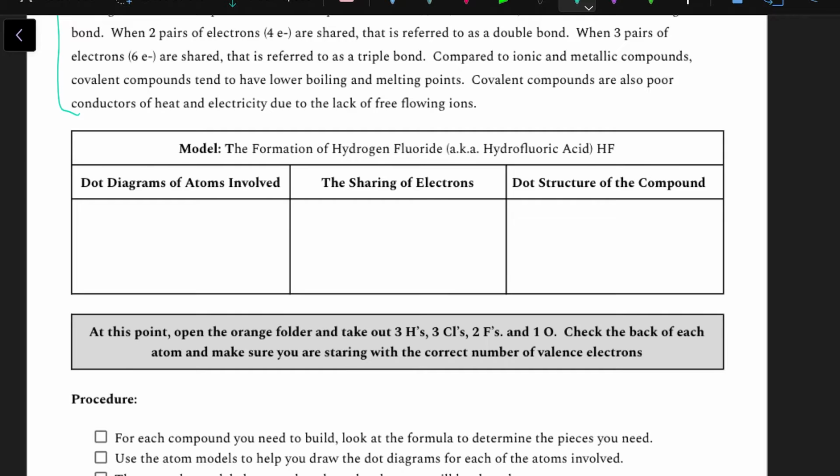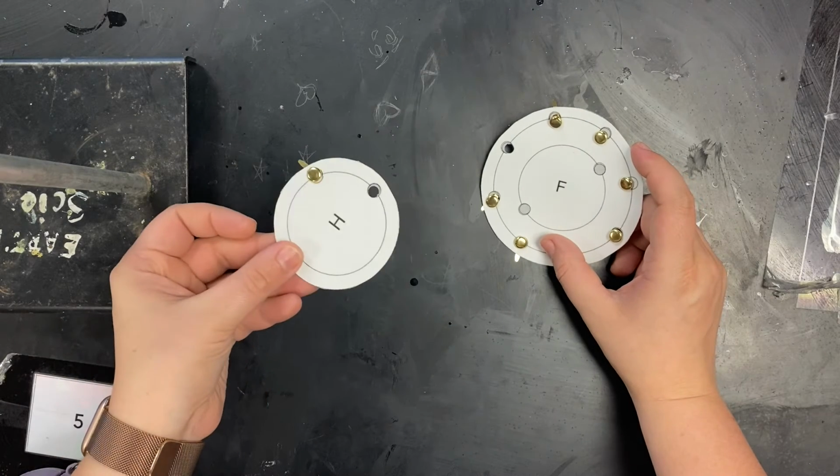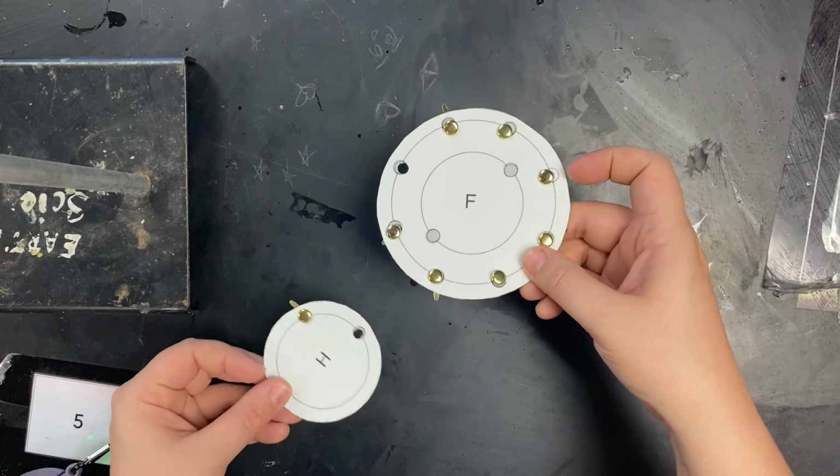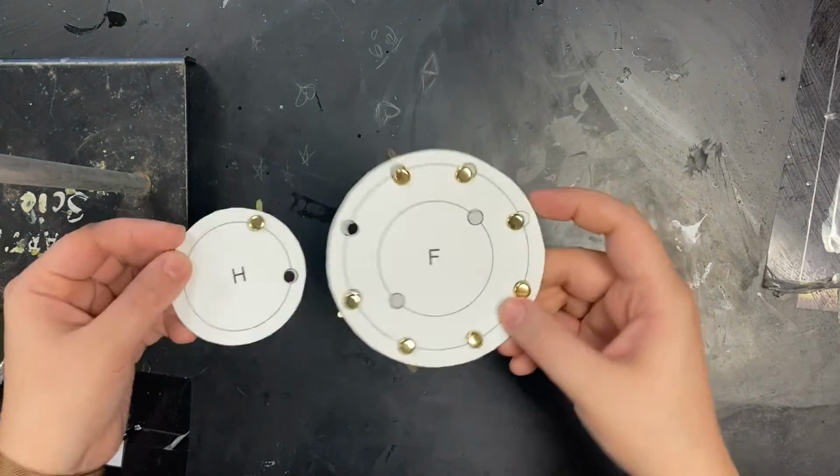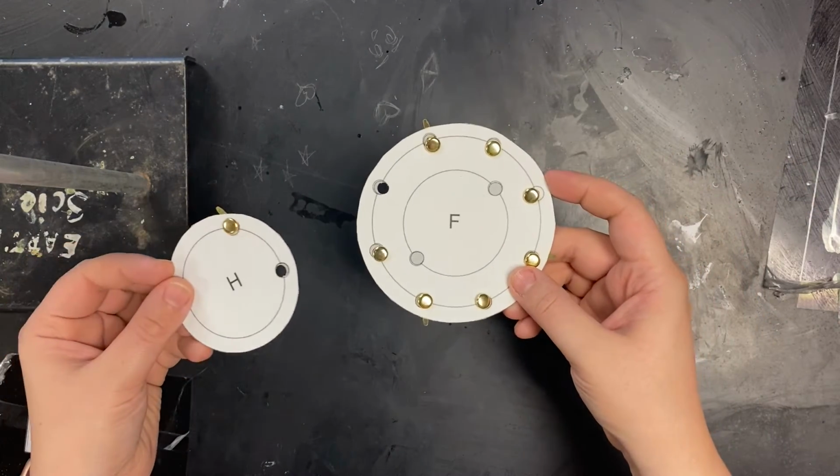And so we're going to walk through a model of it together. And so let's walk through the formation of hydrogen fluoride, or HF. So we're going to draw the dot diagrams that are involved. We have H, we have F. Again, these are the atoms that we have. H needs 1 more electron to have a full valence shell. F needs 1 more to have a full valence shell. So these two are going to get together and covalently bond.